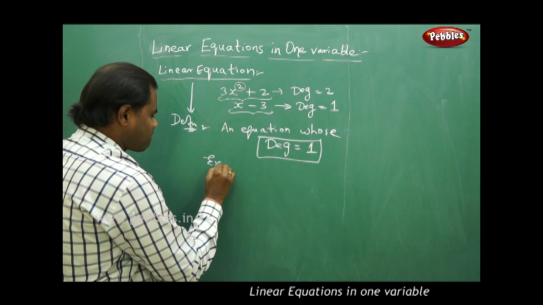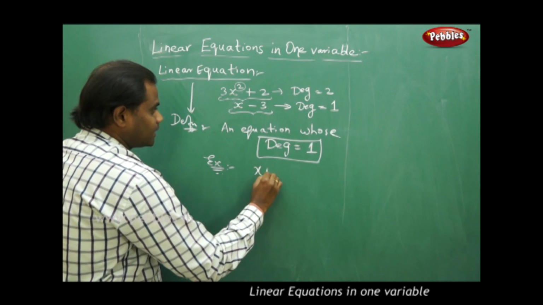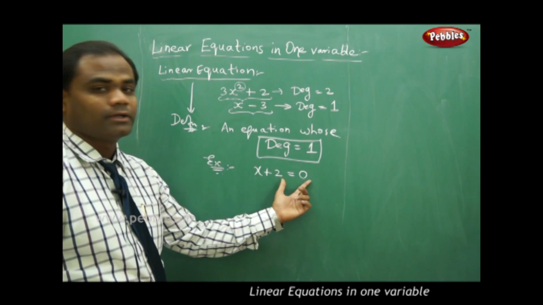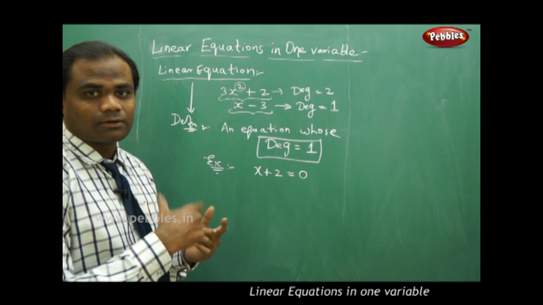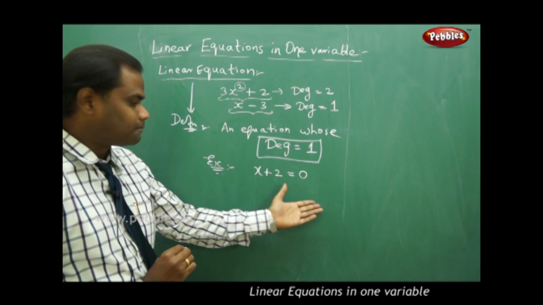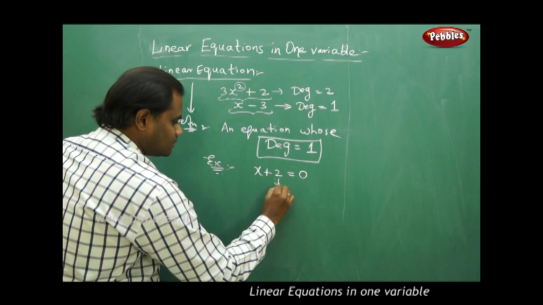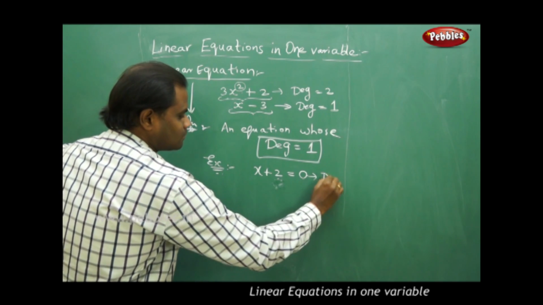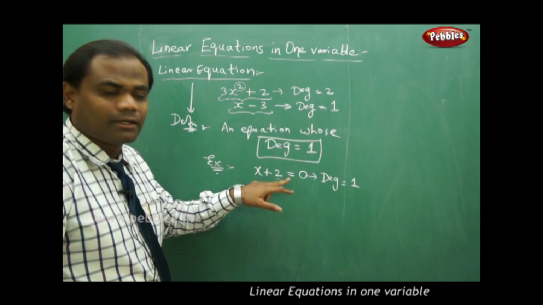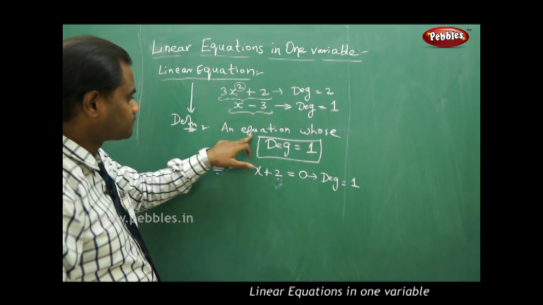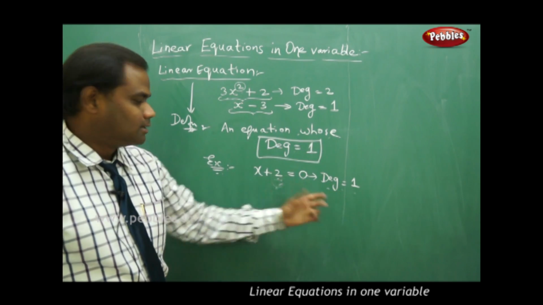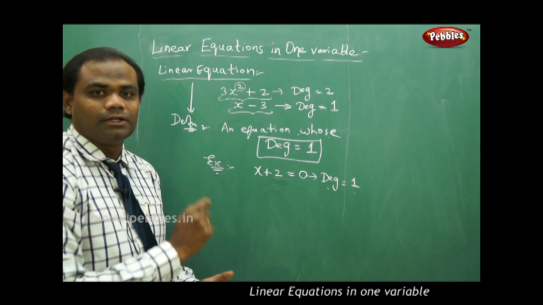Say, for example, I take x plus 2 equal to 0. This is an equation because I equate it to something. An expression is something I cannot equate. In this algebraic equation, I find that the degree is 1. Therefore, this algebraic equation is called a linear equation according to the definition, which says that the degree must be 1.